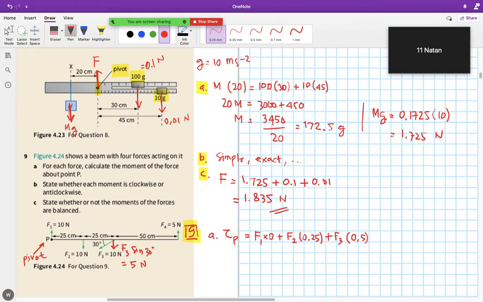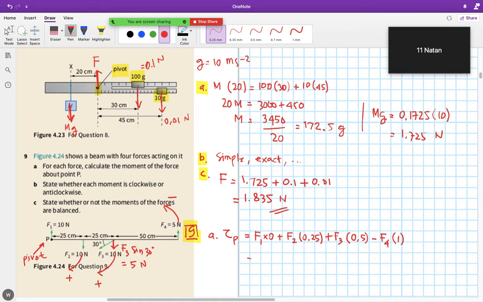Then F4 is negative. This is anti-clockwise, negative. This is clockwise, positive. This is also clockwise, positive. So F4 times the total distance from P to F4, which is 50 plus 50, 100, in meters equals 1.